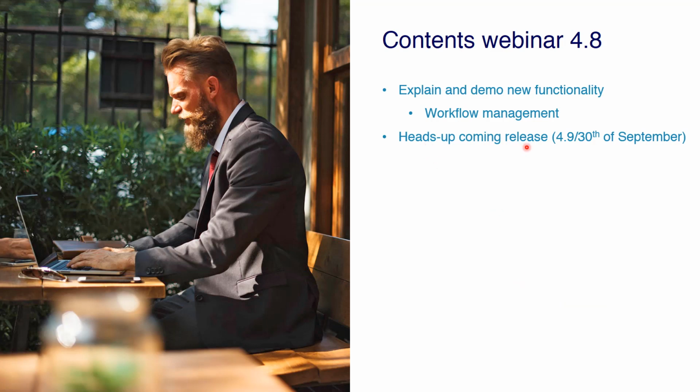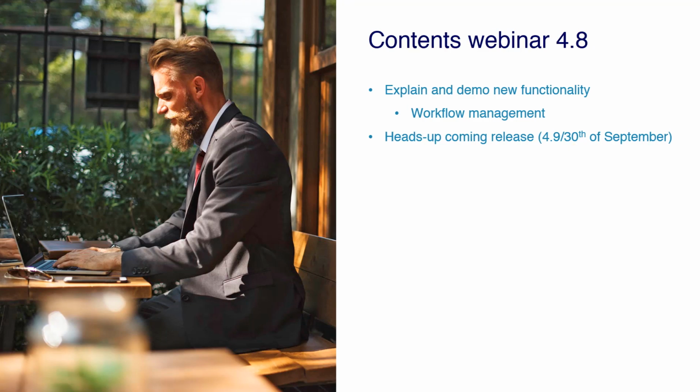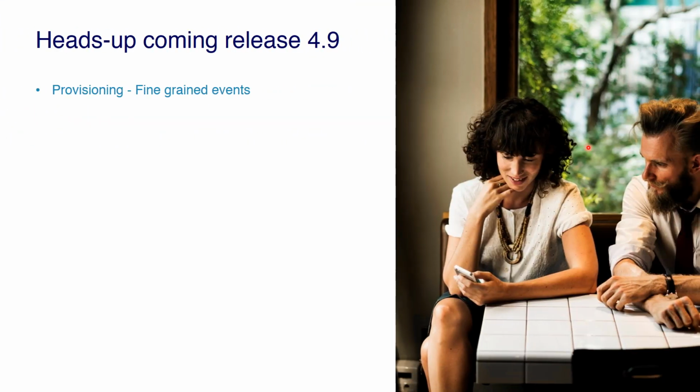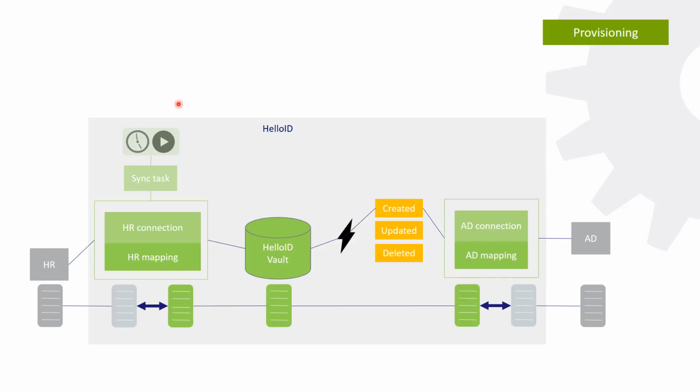Let me give a heads up on the next release, the 4.9 release, that's going to be released at the end of September, to be exact the 30th of September. So what will be in 4.9? Fine-grained events. What are fine-grained events? Let me explain that first, and then show you the new functionality using screenshots.